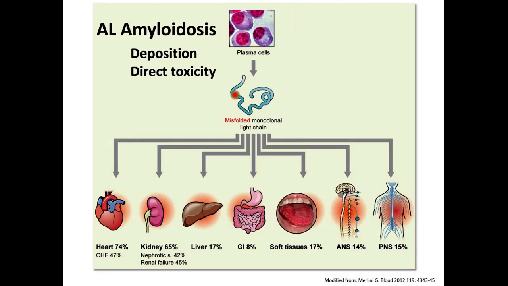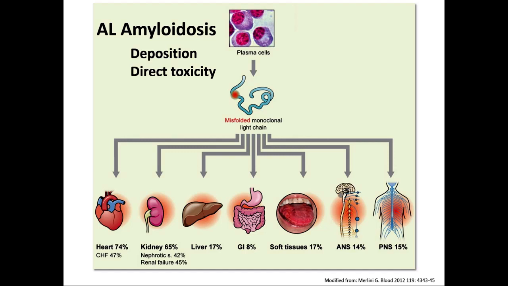And when you get these deposits, in our case, we care mostly about the heart. It causes a restrictive cardiomyopathy, but this also goes to kidney, causing a nephropathy as well as renal dysfunction. It can go to liver, causing hepatic congestion. But it also goes to the GI tract. These patients will complain of alternating diarrhea and constipation, and frequently they'll end up having GI bleeds.